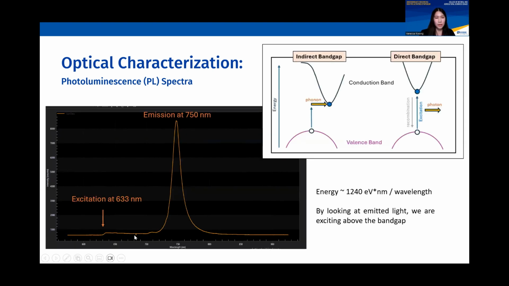And that gives us a curve that looks like this. Correlating back to a figure shown earlier, we have the electron excitation at around 633 nanometers, right where the intensity increases a bit. And then at the larger peak is the photon emission at 750 nanometers. So we could tell that the energy is around 1240 and that we are exciting above the band gap.